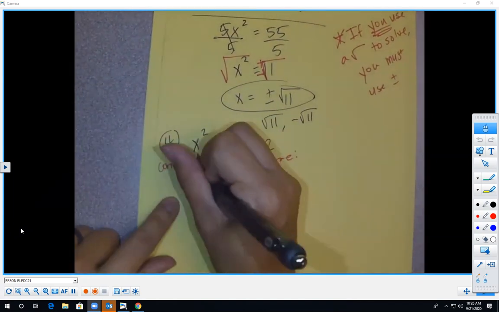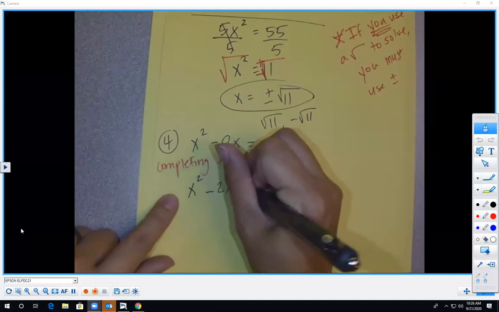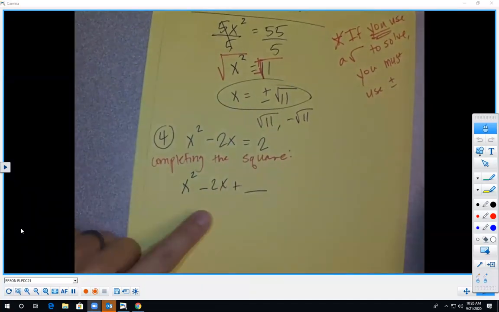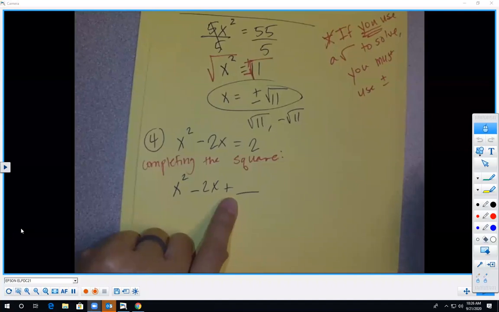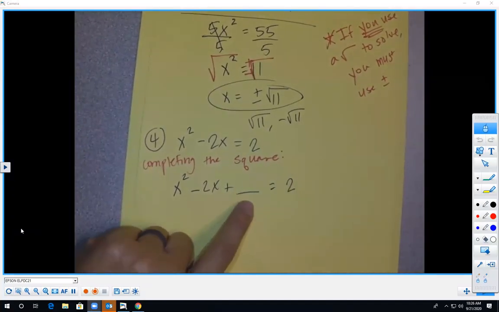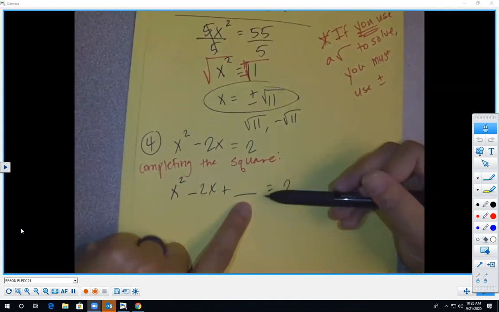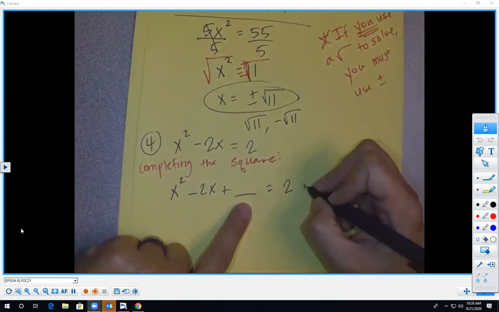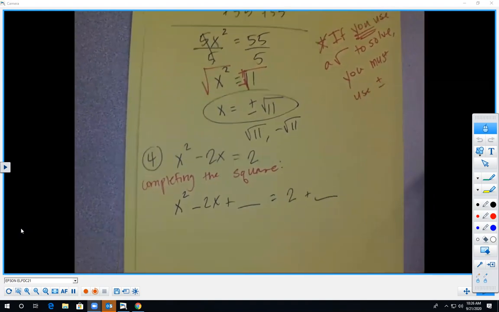So what I'm going to do first is rewrite the problem, and I'm going to put a blank there. X squared minus 2x plus blank. I'm going to add a number there in a minute. Equals 2. I can't just add something on the left-hand side to keep my equation equal. I have to also add whatever's in the blank on the right-hand side.